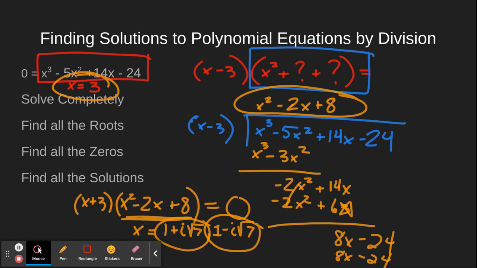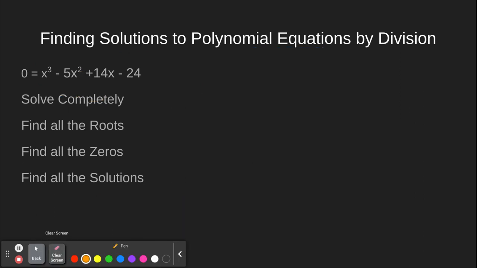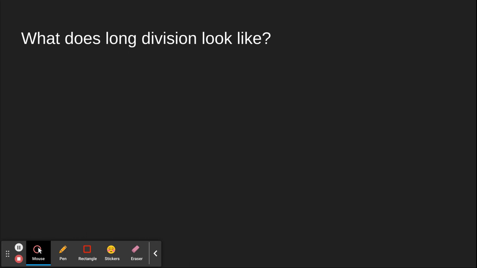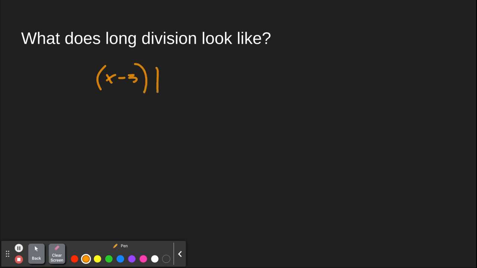Now, where do you guys get a little option? Let me clear this real quick. Well, you're going to get to choose whether you want to use long division or synthetic division. Long division looks like what we just did. It might look like x minus 3 goes into x cubed, minus 5x squared plus 2x minus 7.